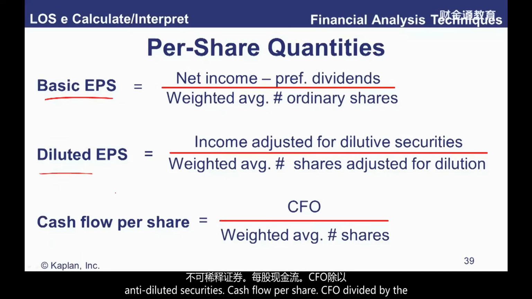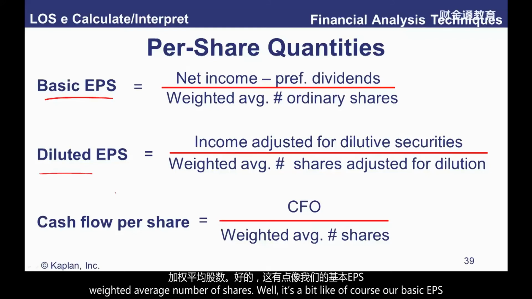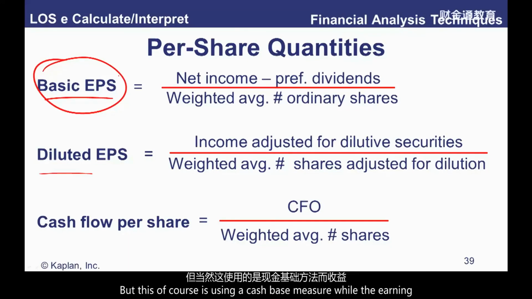Cash flow per share, CFO divided by the weighted average number of shares. Well, it's a bit like, of course, our basic EPS, but this, of course, is using a cash-based measure rather than the earnings attributable to common stockholders.